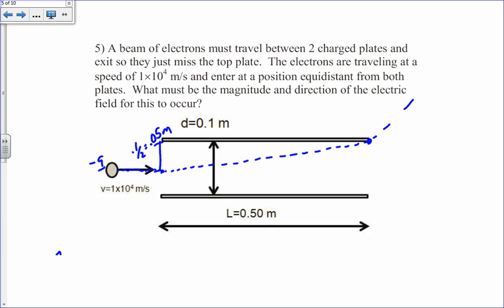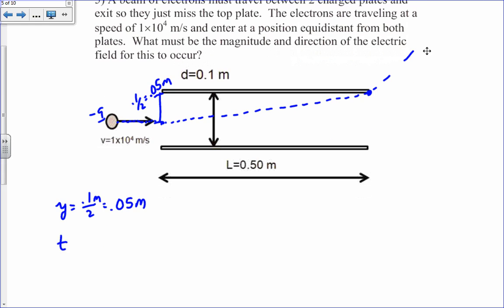So my y distance that they're going to cover is 0.1 divided by 2. It's 0.05 meters. And the time that they're going to cover it in, I also want to know. Now I know their velocity in the x direction. That's vx. It's equal to their initial velocity. And then this is the distance that they travel. And so I can say that t is equal to L over vx. That's going to be 0.5 meters over 1 times 10 to the 4th meters per second.